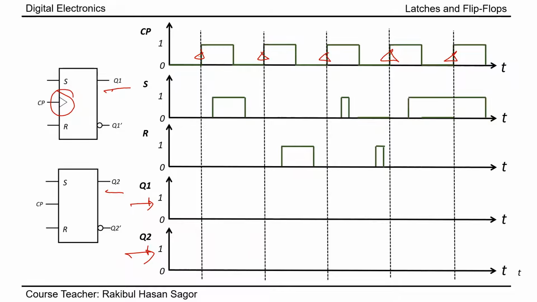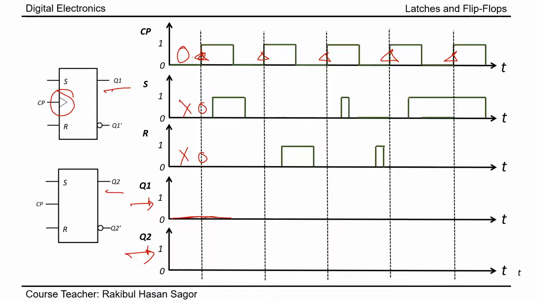Let's assume that the initial value of Q1 is 0. At the very initial moment, the clock pulse is 0, so we do not care about the S and R values. The Q1 output will continue the previous value. Fine. When the first transition occurs, that means this transition, it goes from 0 to 1. The value of S is 0, the value of R is 0, it will hold the previous value.